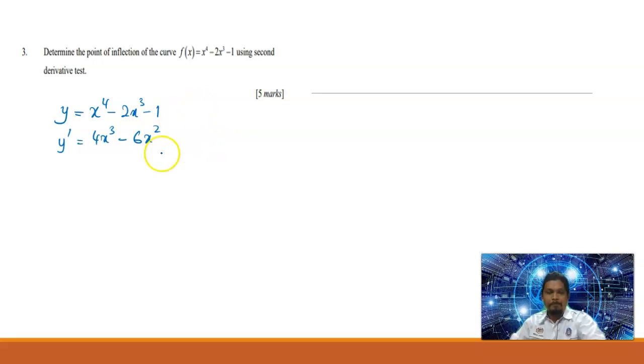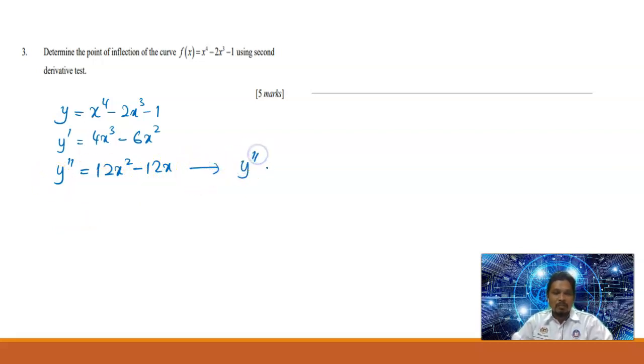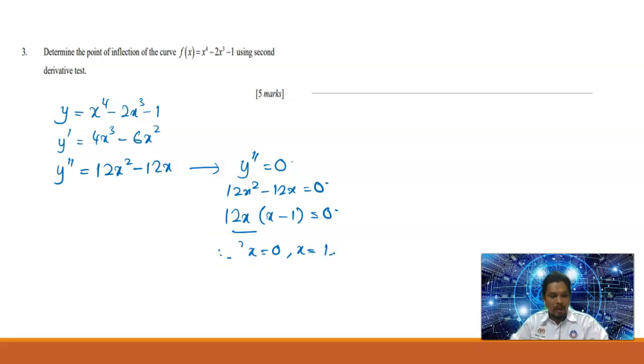And then y double prime equal to 3 times 4 equal to 12x squared. And 2 times 6 equal to 12x. So now, we're going to find the value of x from the second derivative here. So let's make this one y double prime equal to 0, which is 12x squared minus 12x equal to 0. Then 12x, which is x minus 1 equal to 0. From here, then x equal to 0 or x equal to 1.